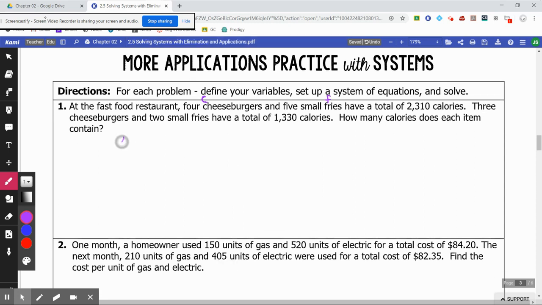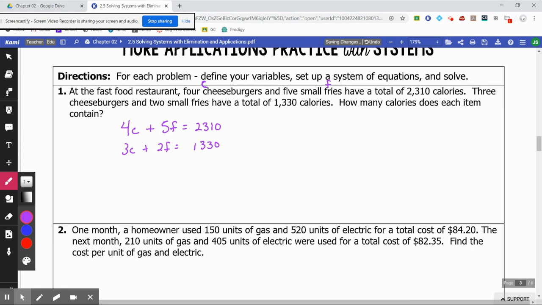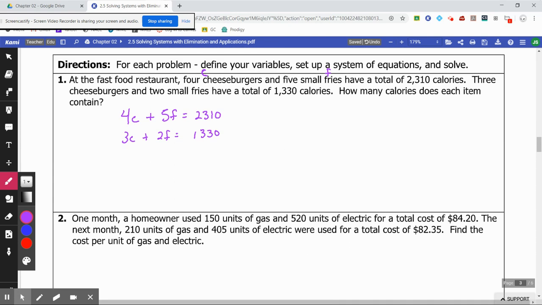We know that 4 cheeseburgers, which would be 4 C's, plus 5 small fries, which would be 5 F's, has a total of 2,310 calories. We know that 3 cheeseburgers from the next line and 2 small fries has a total of 1,330 calories. So to find out how many calories are in the fries and cheeseburgers, we're now just going to solve this system. Since it's lined up, it doesn't matter which one you cancel.